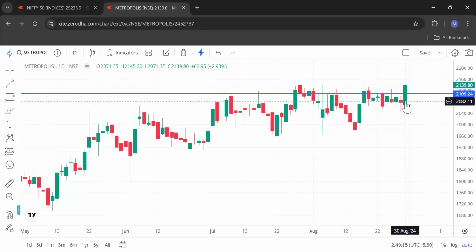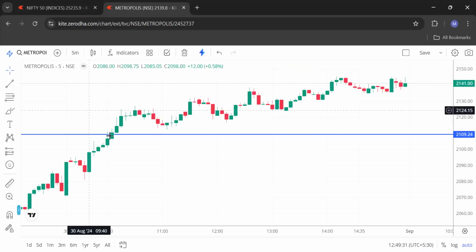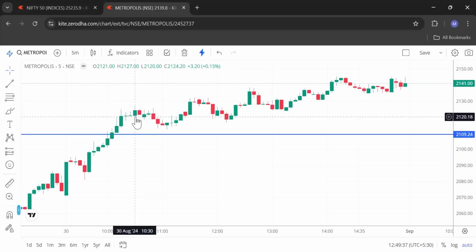Or if you want to go for this, you can buy here once the price crosses 2109, and then within no time it should cross the highest of the last 5 days, which is 2127.8. Now let's go and see when it crossed 2127.8. So it crossed over here, and 2127.8 was crossed over here. See, 2127, this was not a crossing on closing basis.